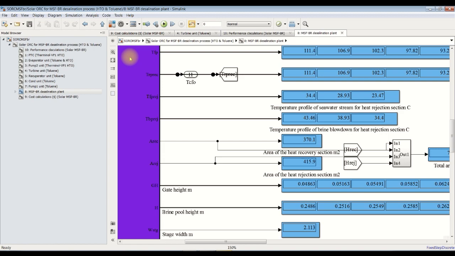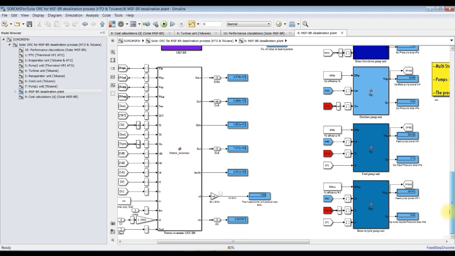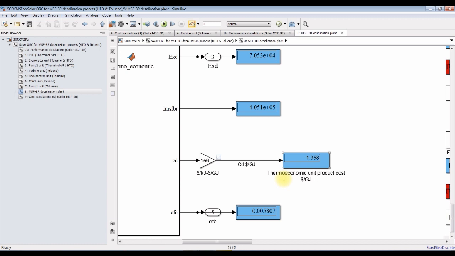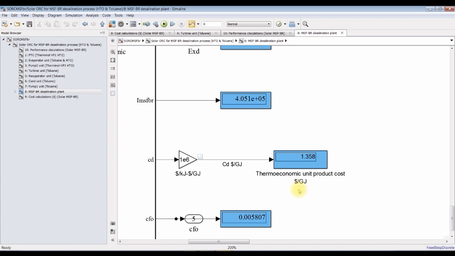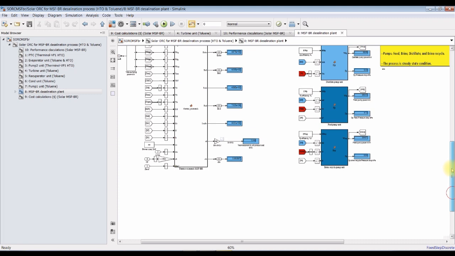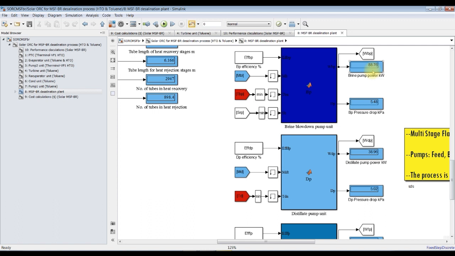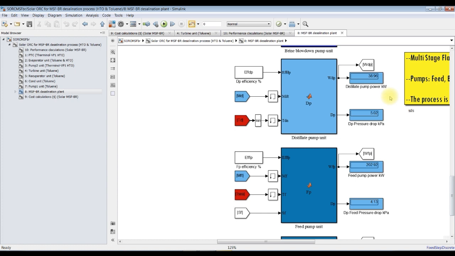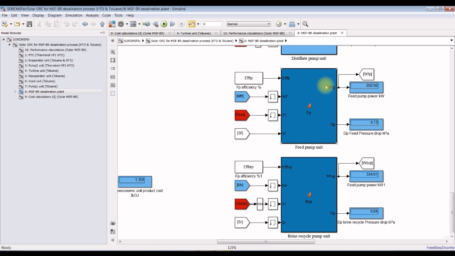And this is thermoeconomics. This is thermoeconomic product cost. In this situation, the total cost of streams through the whole plant will cost you $1.3 US dollar per gigajoule. And these are pumps flow rates and pumps power. This is brine power, it's 88 kilowatt. Brine blow down, distillate pump, feed pump. Feed pump is going to sure consume much power. And this is distillate pump, recycle stream pump.